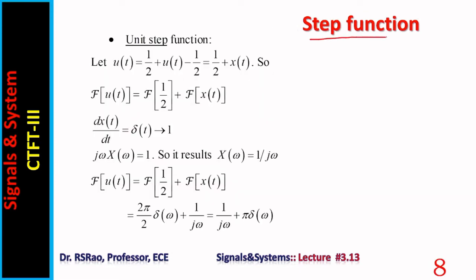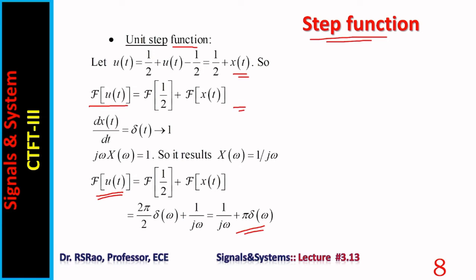Now, the unit step function. The Fourier transform of the unit step function can be found as 1/(jω) + πδ(ω). Actually, we used this result in the previous slide in finding the Fourier transform of trigonometric functions multiplied by the unit step. Now we consider the unit step function to find its transform. Let u(t) be 1/2 + [u(t) - 1/2], which is expressed as 1/2 + x(t). So x(t) here is u(t) - 1/2.